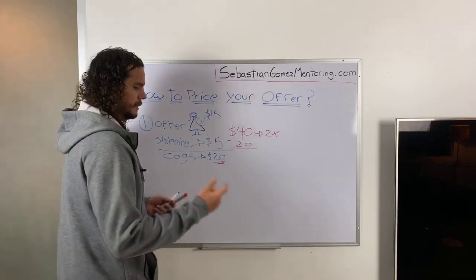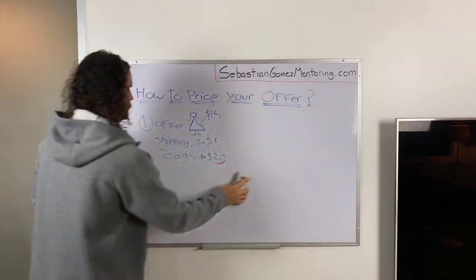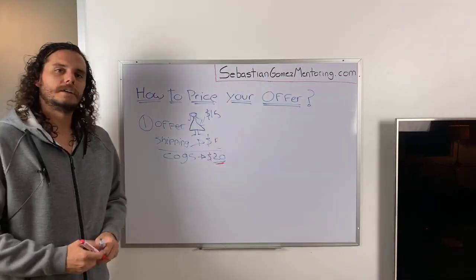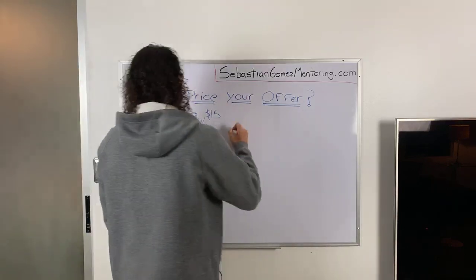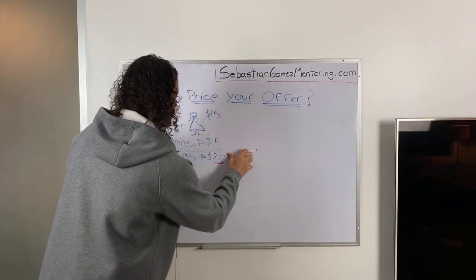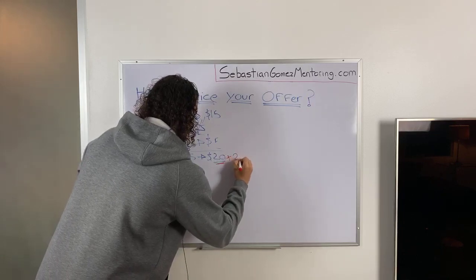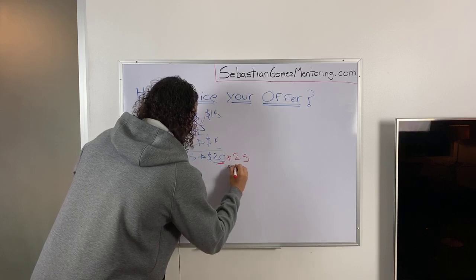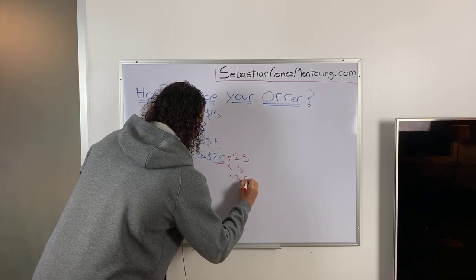So this is where you need to start doing your math. If my cost of goods sold is $20, there's a rule that I generally apply, and the rule is to multiply. Let me step over here. You can multiply this by 2.5, you can multiply this by 3, and you can multiply this by 3.5.